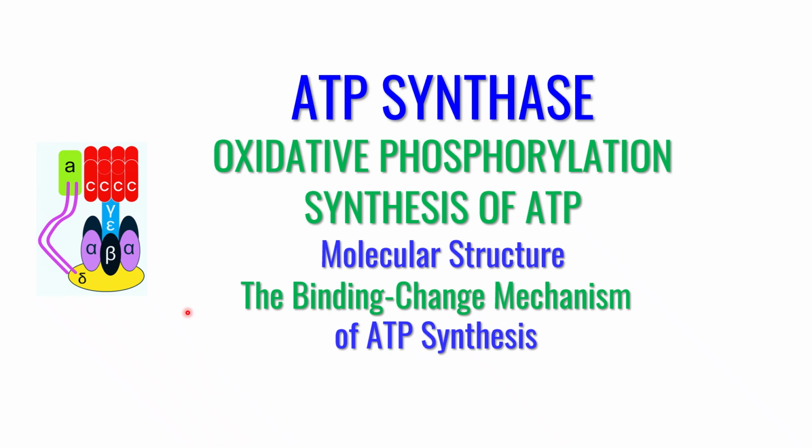Welcome to this video on ATP synthase, oxidative phosphorylation or synthesis of ATP. This topic is central to understanding energy metabolism and builds directly on what you have learned in the electron transport chain. You have known that the electron transport chain creates an electrochemical gradient across the inner mitochondrial membrane. ATP synthase, also known as protein complex 5 of the ETC or electron transport chain, utilizes this gradient to synthesize ATP.